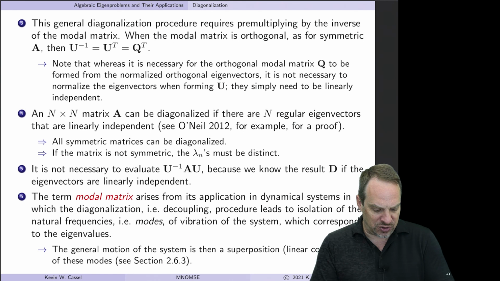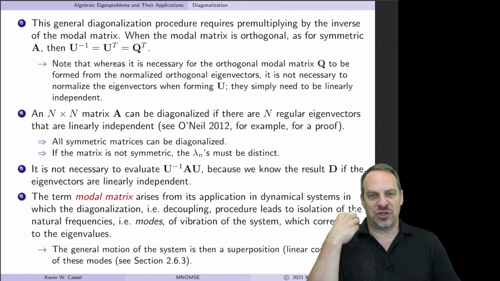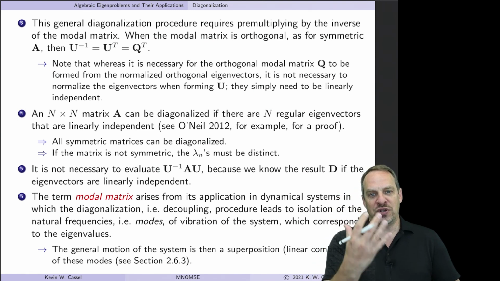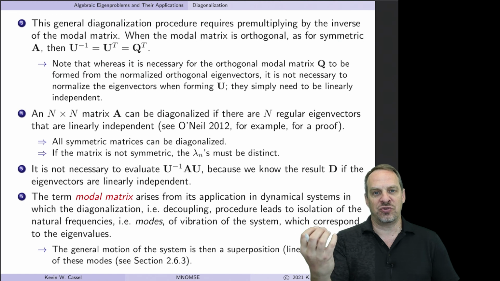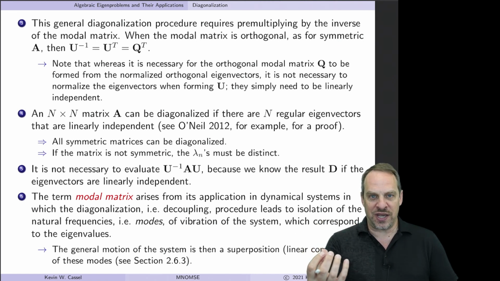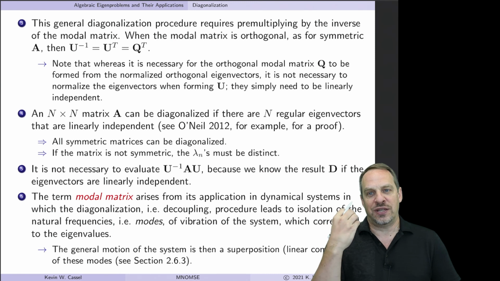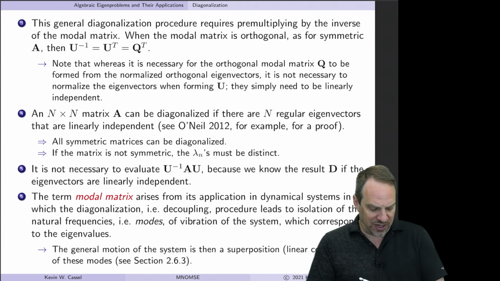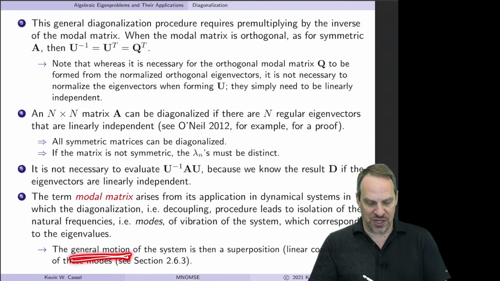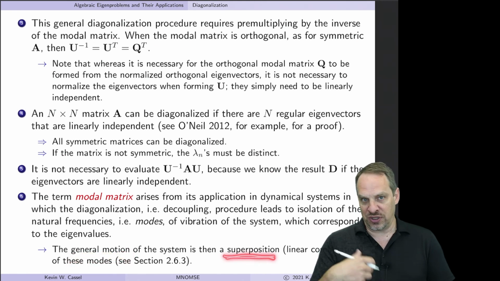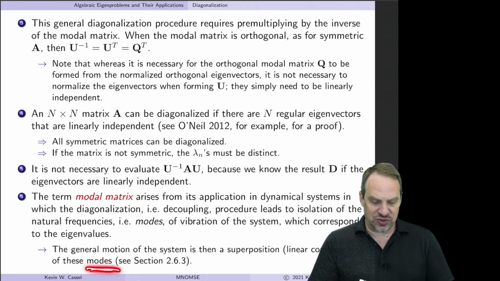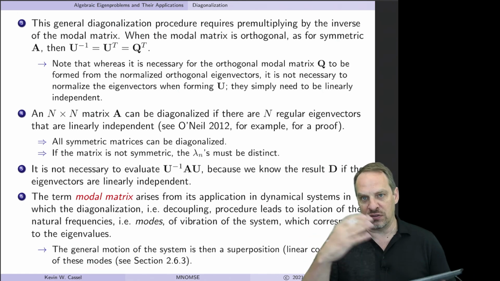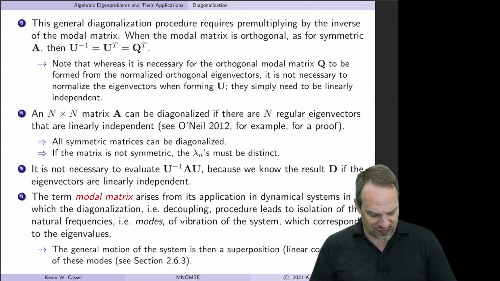Now we keep calling this the modal matrix. The Q and the U is the modal matrix. So in dynamical systems, we imagine that there are modes. So the modes come from the system itself, from the matrix representation of the system. It's based on the eigenvalues, the eigenvectors, and so that modal matrix encapsulates those modes. It encapsulates the information about those modes. And in fact, the general motion of a system then is just a superposition or a linear combination of those modes. And that's why we call it the modal matrix, even in context beyond that of dynamical systems.